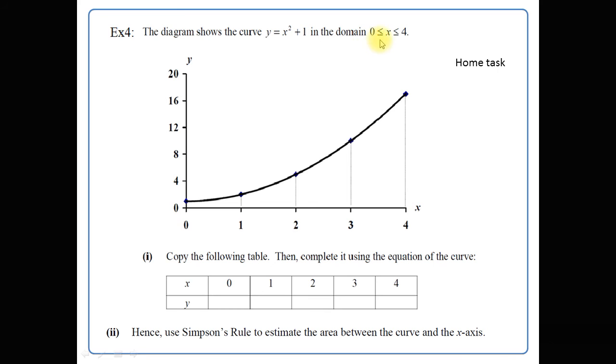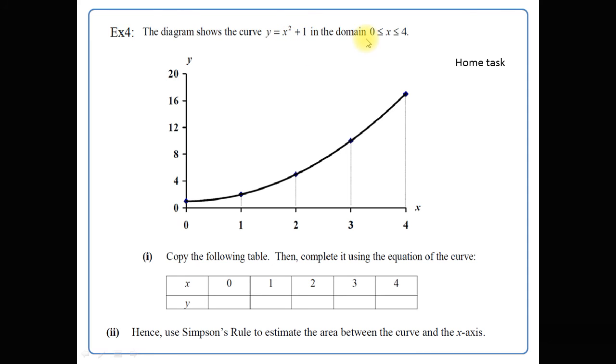Now another example, suppose we have a function y is equal to x square plus 2, and the domain, the x value, is from 0 to 4. So according to the intervals, copy the following table and complete it, and then find the area by using the trapezoidal rule for the function.